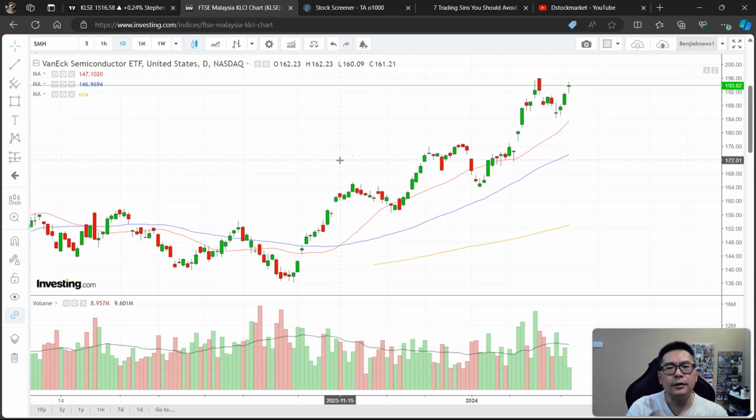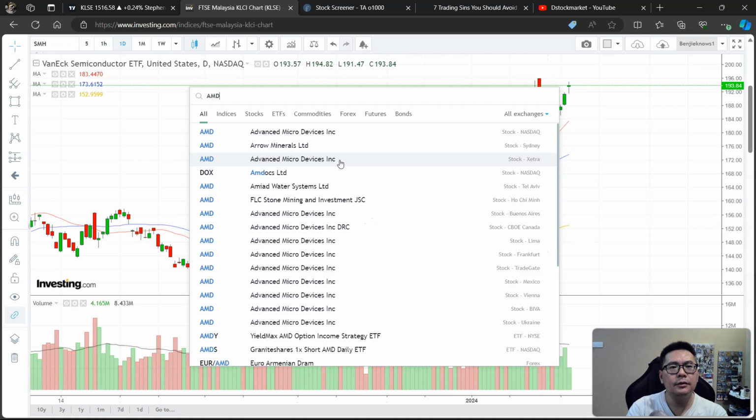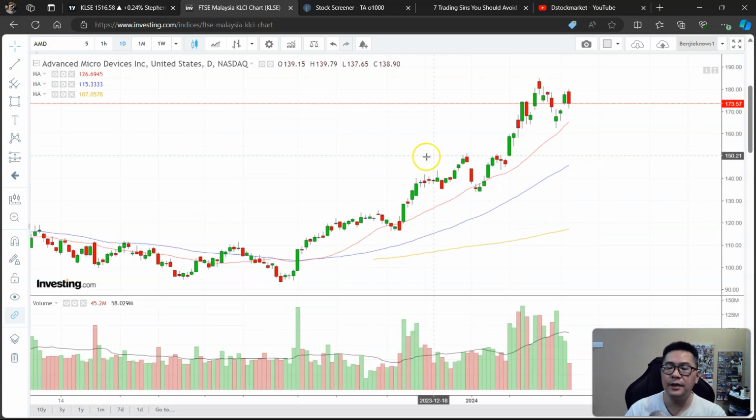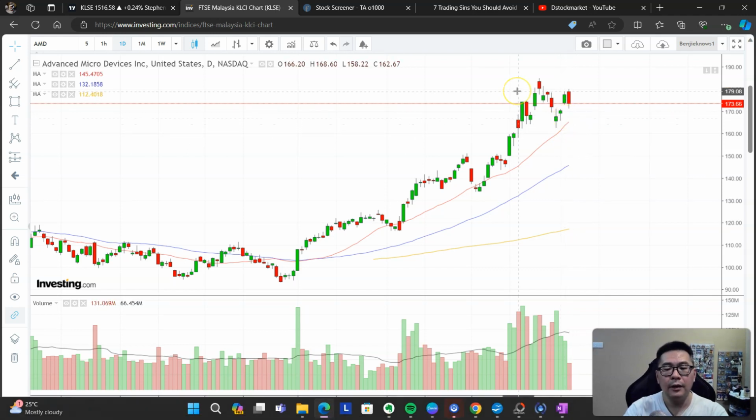Any other semi stocks? Okay, AMD at this moment also kind of looks like the SMH. We just want to continue to be bullish buyers as long as it's above the rising 20 MA.